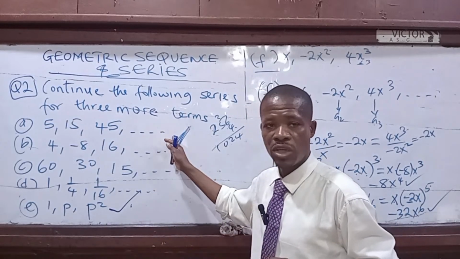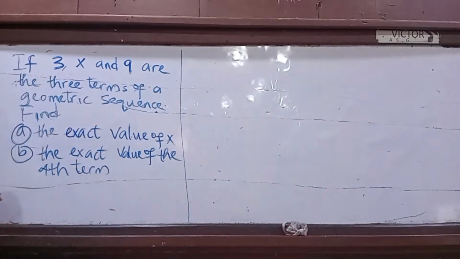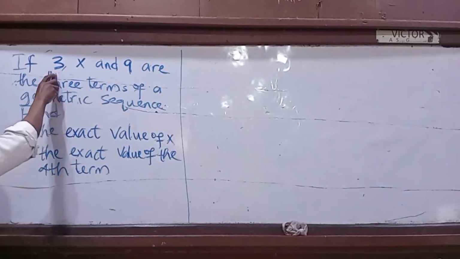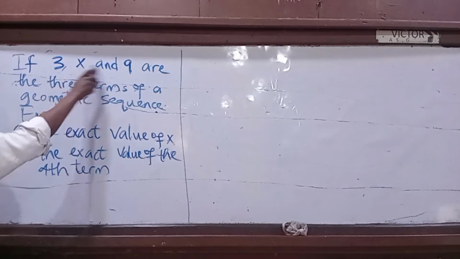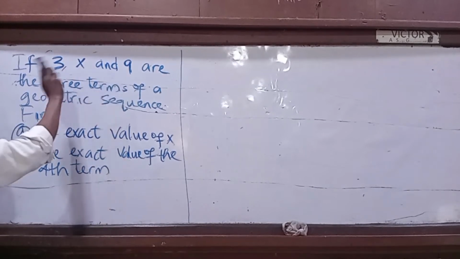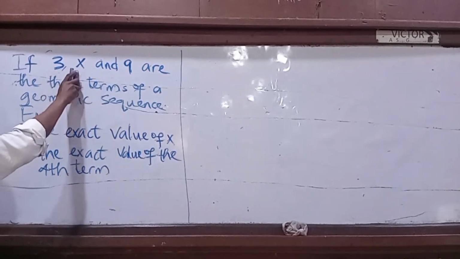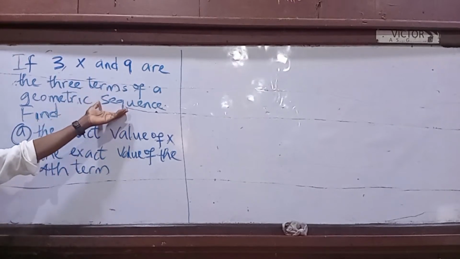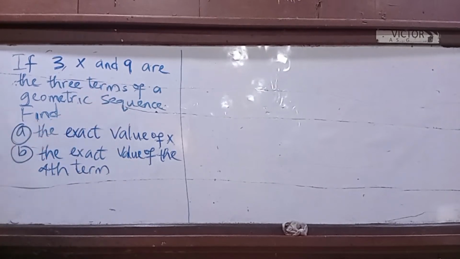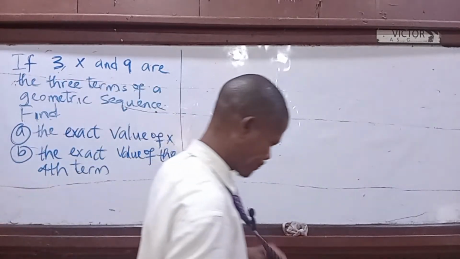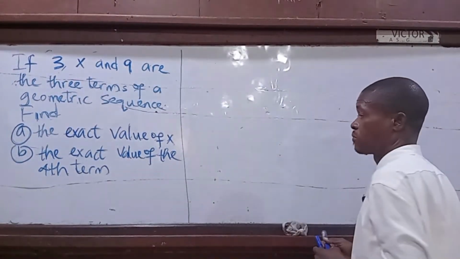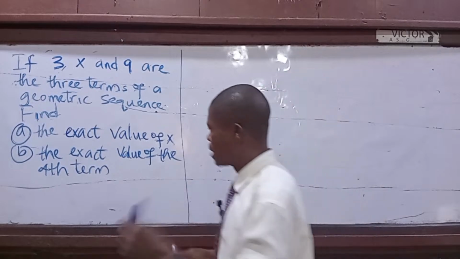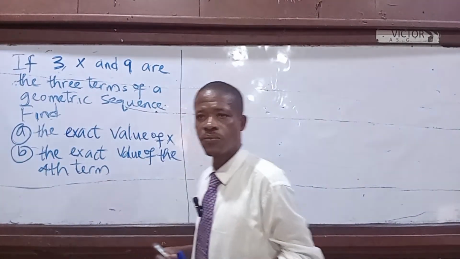Let's see the next set of questions. This question: if 3, x and 9 are the 3 terms of a geometric sequence, (a) find the exact value of x, (b) the exact value of the fourth term.